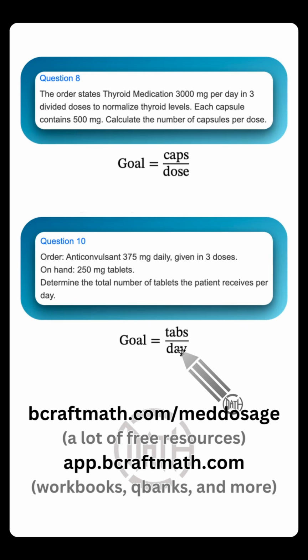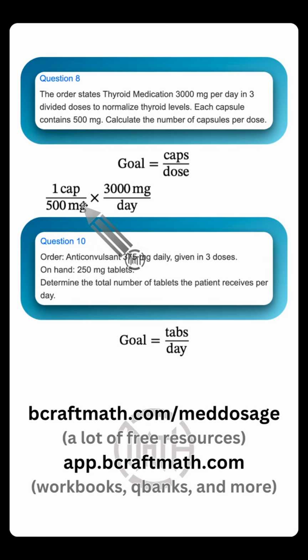When do we have fluff? When do we not have fluff? So back to number 8, first words, caps. In our problem, each capsule is 500 milligrams. That's what I'm writing here. One cap over 500 milligrams. We need to get rid of this milligrams, 3,000 milligrams per day. That's exactly what it says right here in our problem. That's where I'm getting this fraction from. I put it in this order so that milligrams will cancel out.